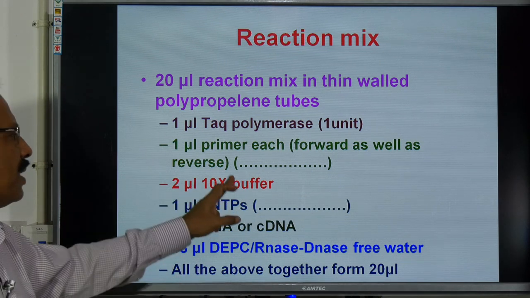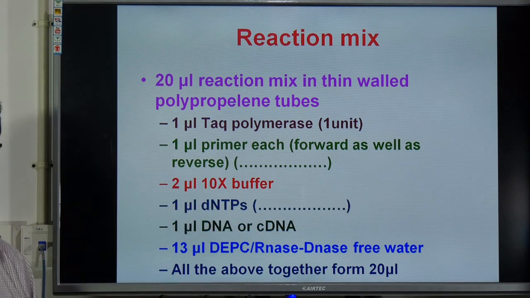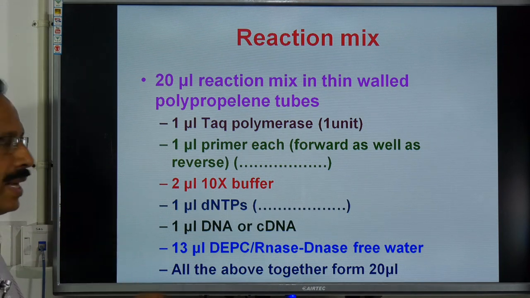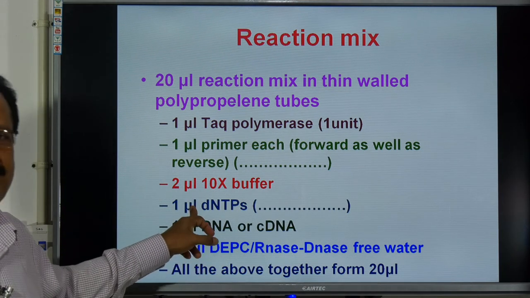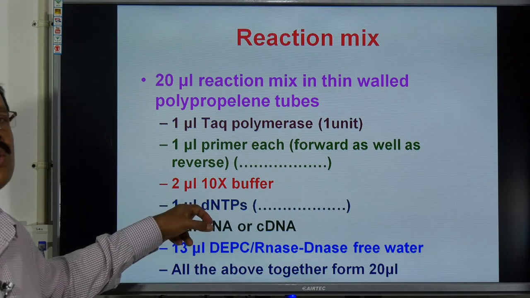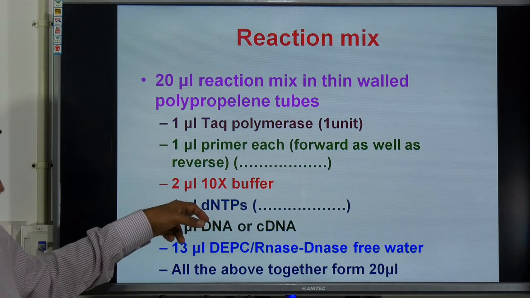So normally we get 10x buffer along with the enzyme. The enzyme suppliers provide this buffer. And nowadays, this buffer comes with the divalent and monovalent cation. You don't need to add. In the past, we had to add this.